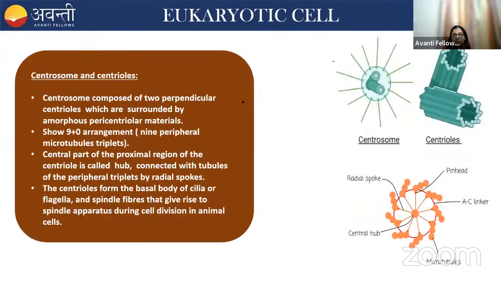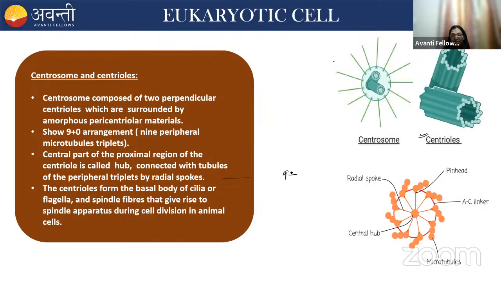Next is the centrosome and the centriole. So the centrosome is composed of 2 perpendicular centrioles. Okay, these are the centrioles. They are perpendicular to each other. And the centrioles plus the amorphous pericentriolar material together form the centrosome. And centrosome plays a very important function in cell division.